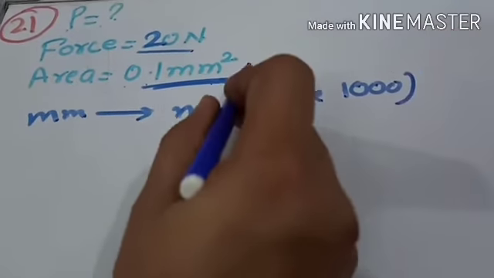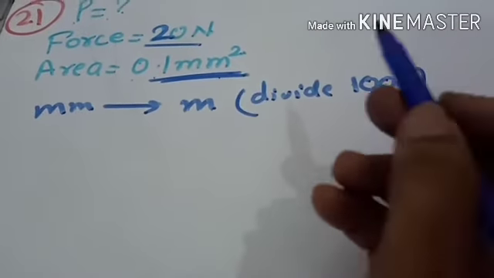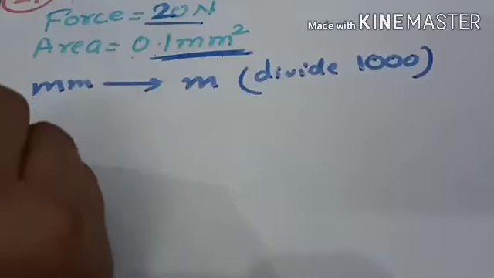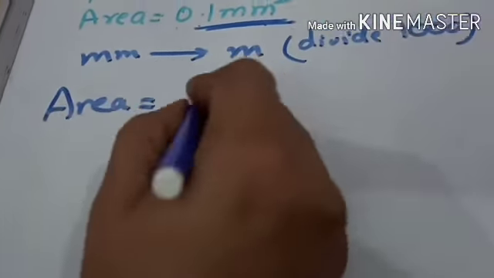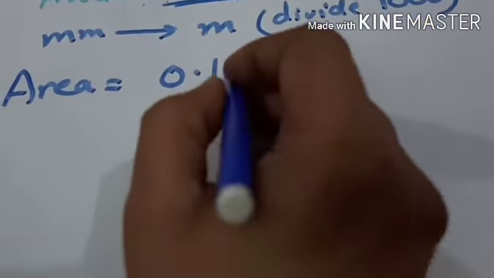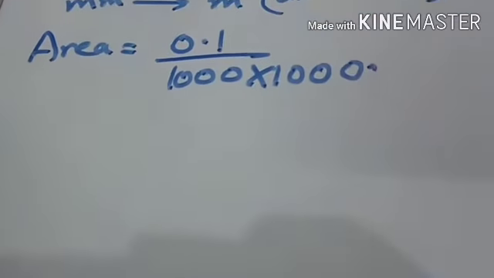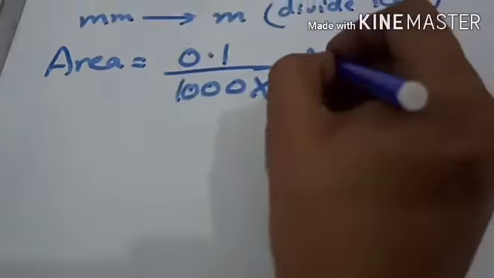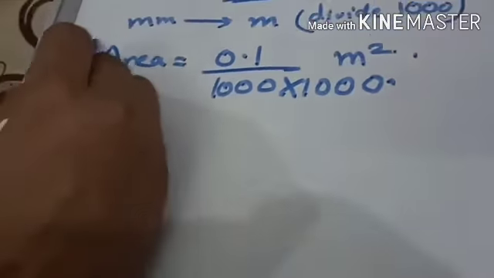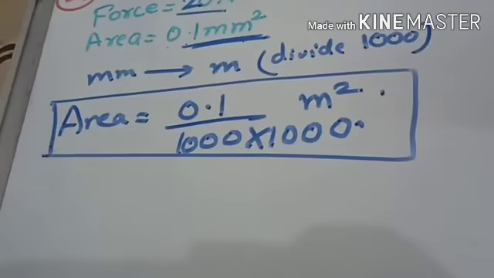So it is millimeter square, so you will divide 2 times by 1000. Let's convert area into meter square, dividing 2 times by 1000. So this will be in meter square now. Now you will be using the formula.